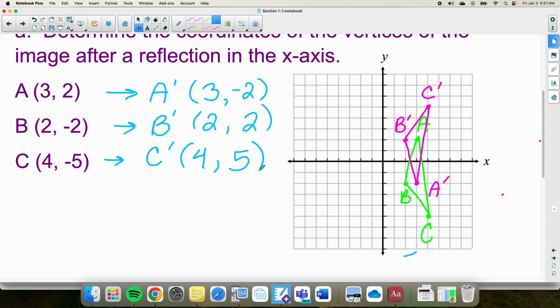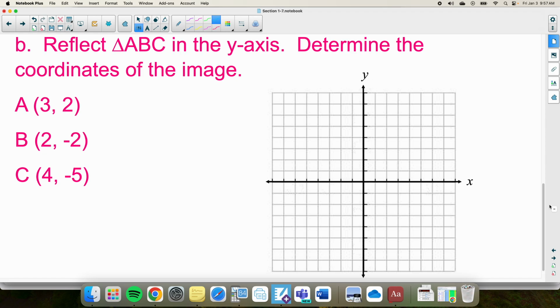So if you really wanted to make sure you did this right on the test, you could do both ways and then make sure, is our A prime at 3, -2? And it is. Is our B prime over 2 up 2? And it is. And our C prime, is it over 4, up 5, sorry, and it is. You really only have to do it one of those two ways, though, whichever one you prefer.